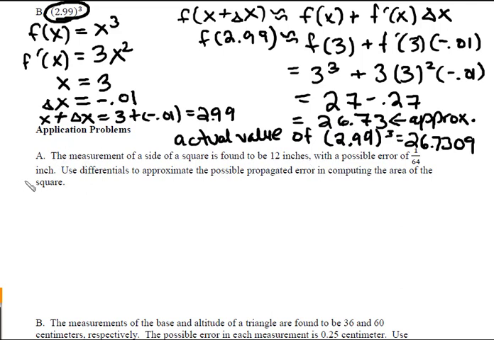Alright, so I have good news for you. We have time for an application problem in this video. So let's do A. The measurement of a side of a square is found to be 12 inches, and that has a possible error of 1/64 of an inch. So we're going to use differentials to approximate the possible propagated error in computing the area of the square.